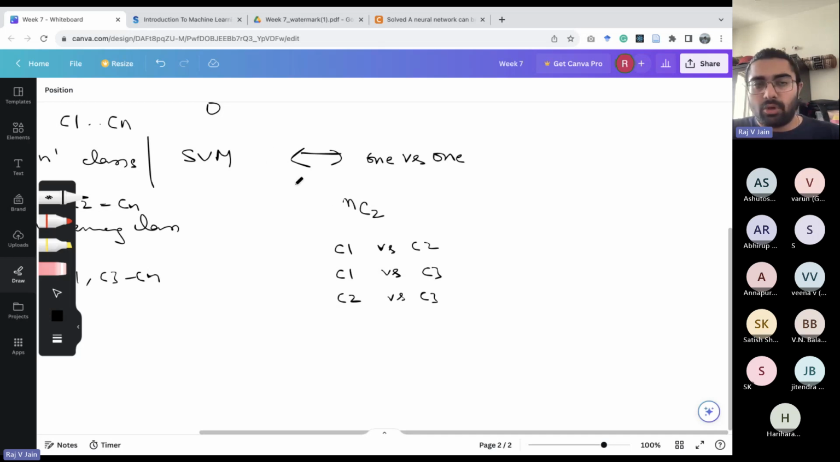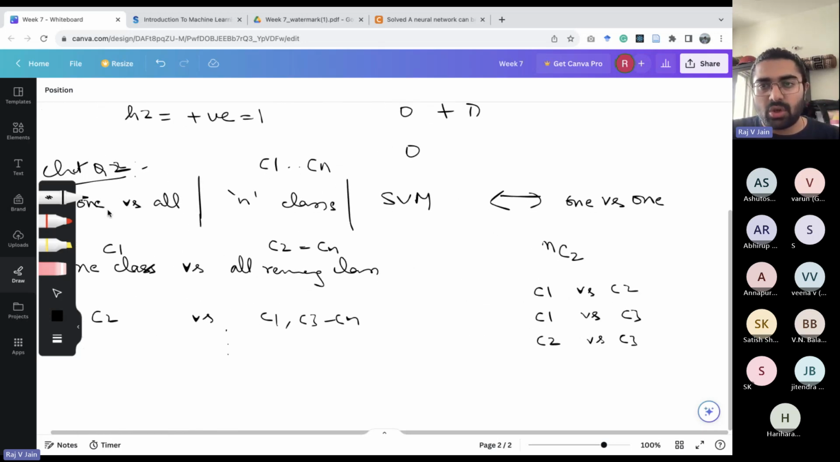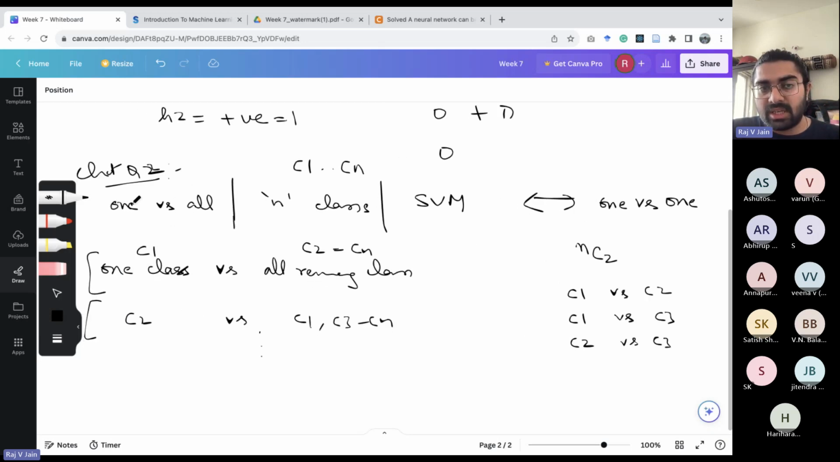So if you want to use SVM for multi-class classification, there are two generally known approaches: one versus all or one versus one. Both have their own issues. In one versus one, you have to train a large number of models, because here you have to train n models, whereas there you have to train NC2 models. But with one versus all, one issue is that you will have to deal with something called the class imbalance problem, right?